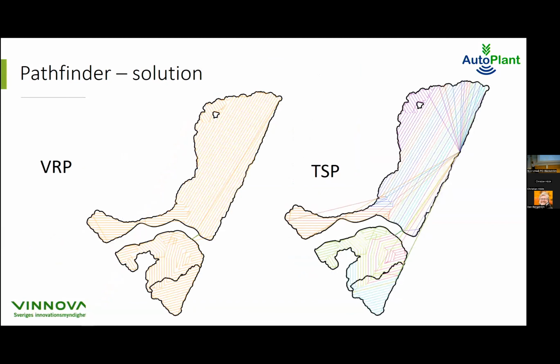But it's not only doing U-turns here. It's taking bigger rounds to avoid the very sharp turns. And in the other one, when you have the capacity of 1,500 plants, then you see the routes in different colors.